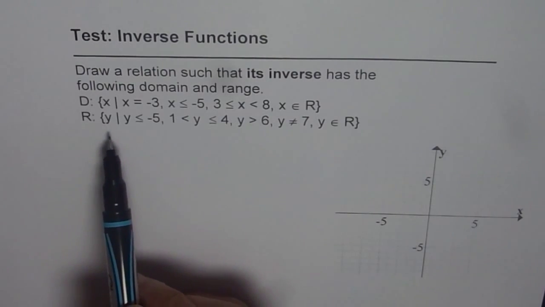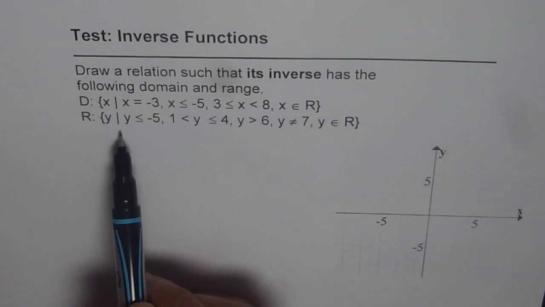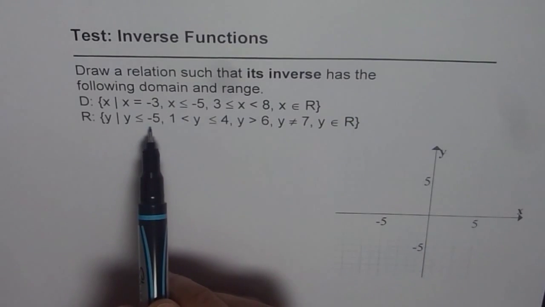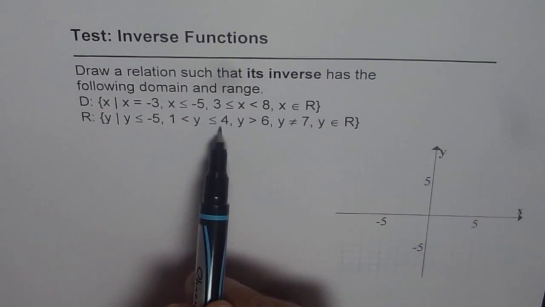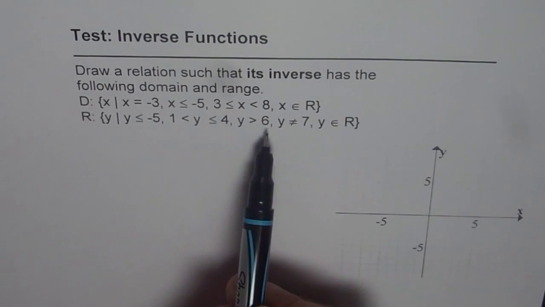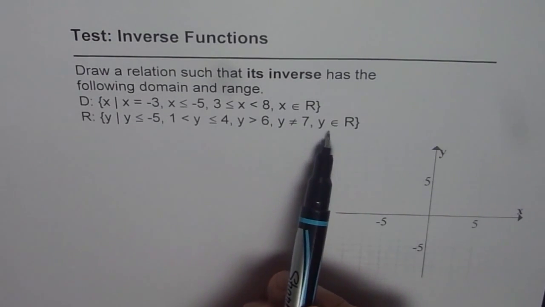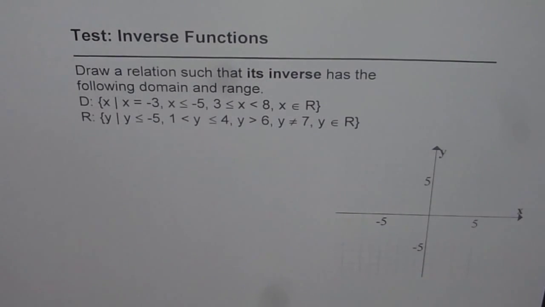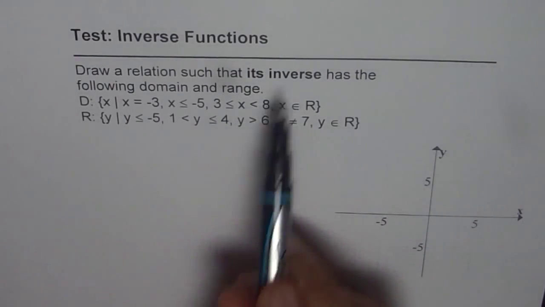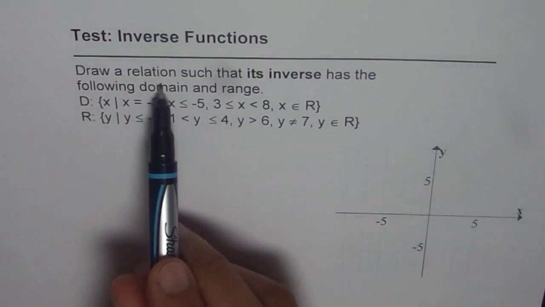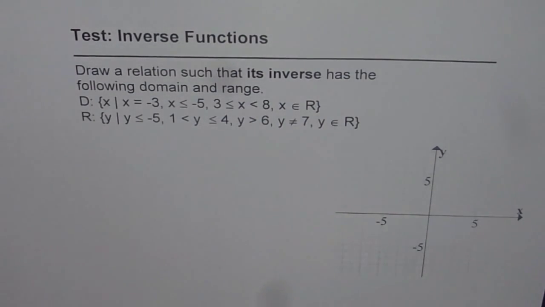And range is y such that y is less than or equal to -5, y is greater than 1 and less than or equal to 4, y is greater than 6, y is not equal to 7, and y belongs to real numbers, right? Now, it is important to note that domain and range are given for the inverse, and what you need to draw is a relation, not necessarily a function, right? So keep these things in mind and then write down your solution.